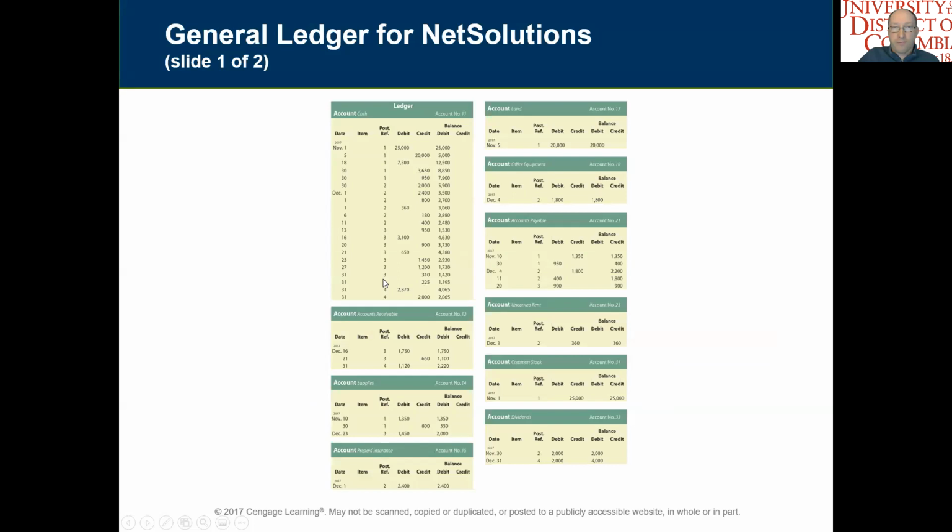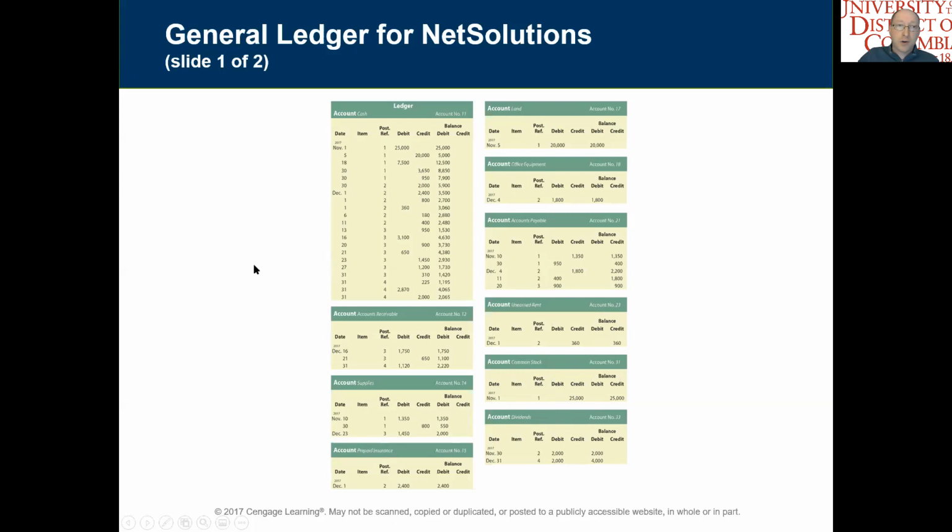Here's the general ledger for our company. As you can see, the dates I've impacted my accounts. The post reference, these are your account references, the amounts, and so forth and so on. This is for cash. This is for accounts receivable. This one's for supplies. This one's for prepaid insurance, land, office equipment, accounts payable, unearned rent, common stock, and dividends.